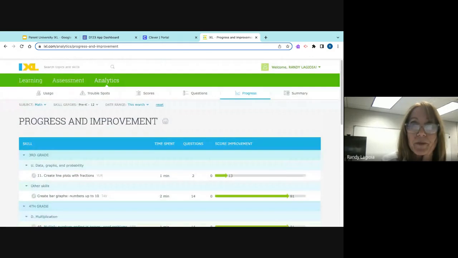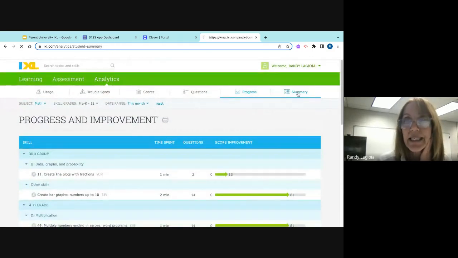Sometimes it can be very frustrating if the student is wanting to get to 80 and it may not happen in a 20-minute setting. So then 20 minutes is enough and try that another day. And then lastly is the summary.